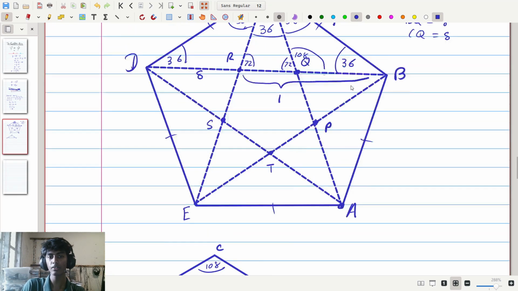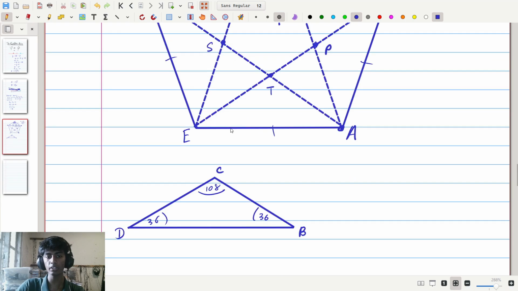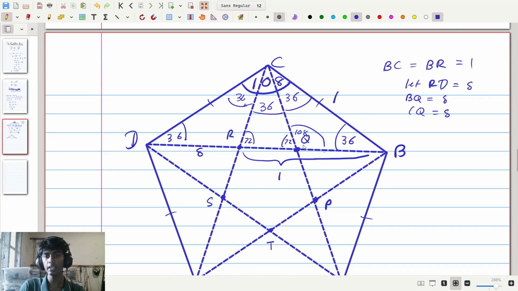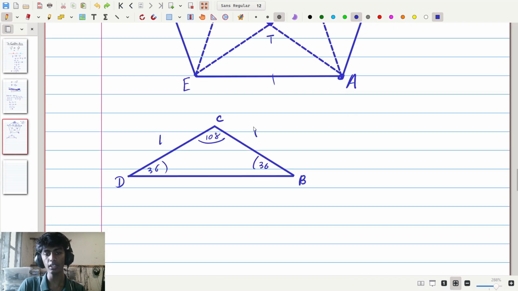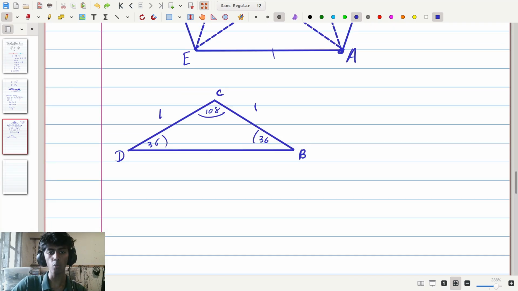As for the lengths, BC and CD are both equal to length 1. And the length BD, where we defined this part to be delta, is this length 1 plus this length delta. So therefore, the length BD is equal to 1 plus delta.